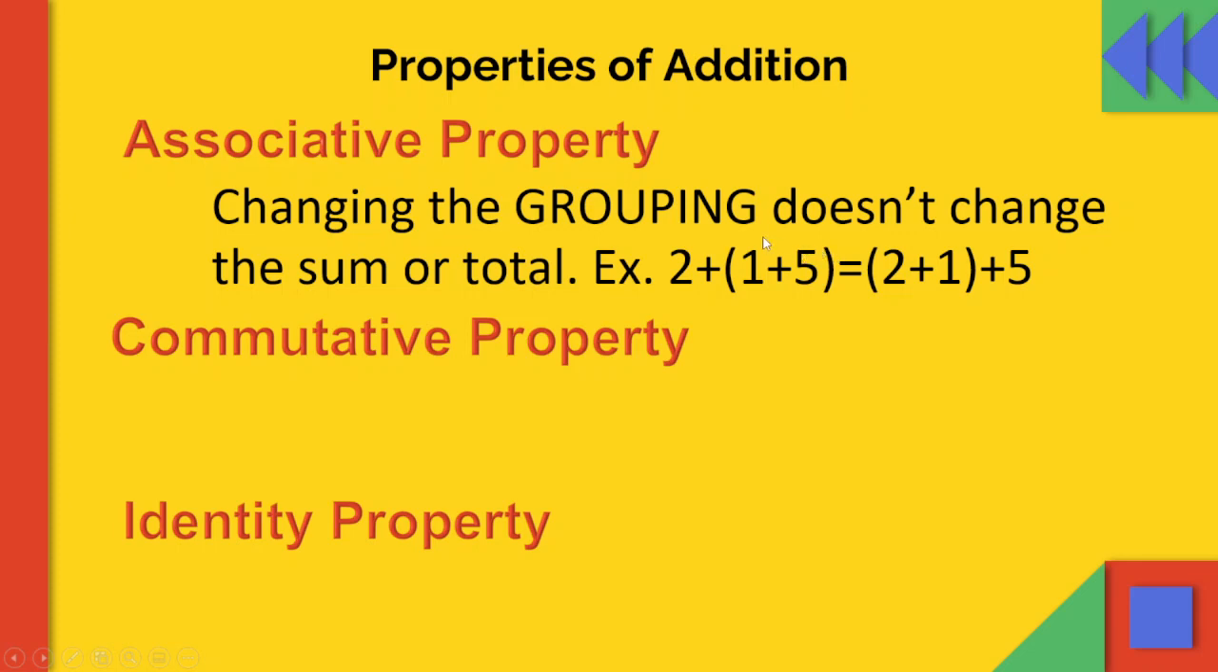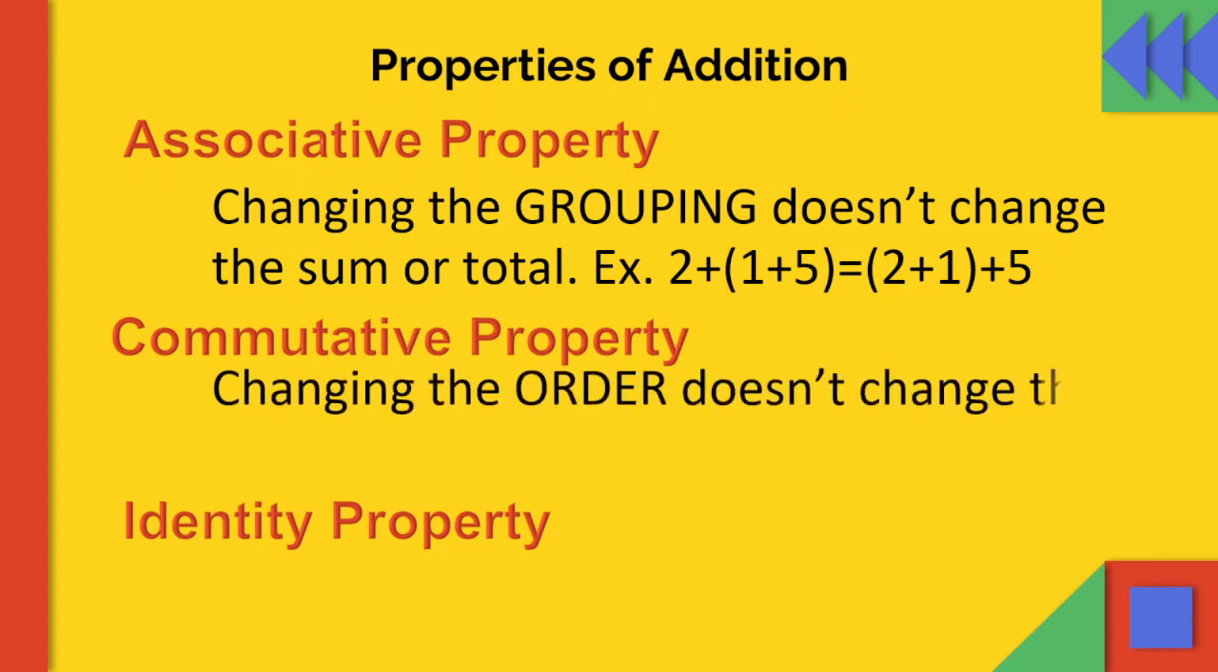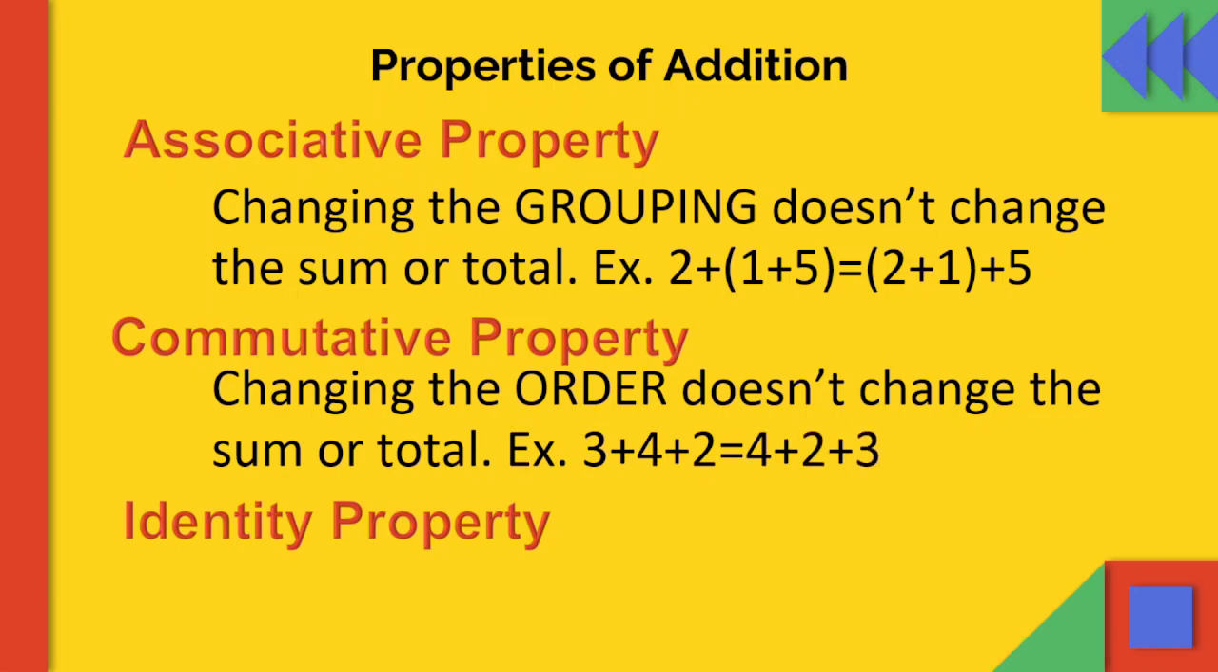Let's proceed with the commutative property. Changing the order doesn't change the sum or total. Pag nagkapalit sila ng pwesto, walang magbabago sa kanilang answer. So 3 plus 4 plus 2 ay equal din po yan sa 4 plus 2 plus 3. 3 plus 4 is 7, plus 2 is 9. 4 plus 2 is 6, plus 3 is also 9. So it doesn't change anything.